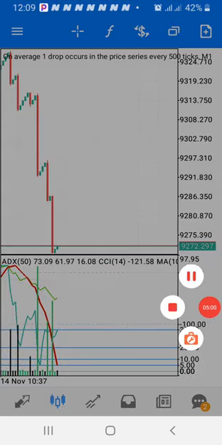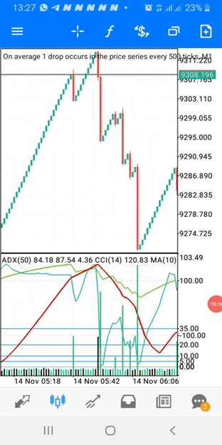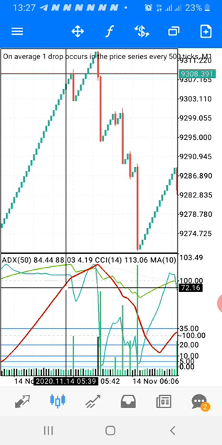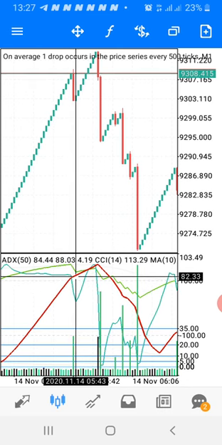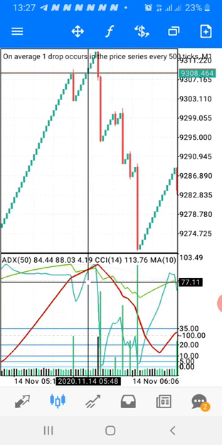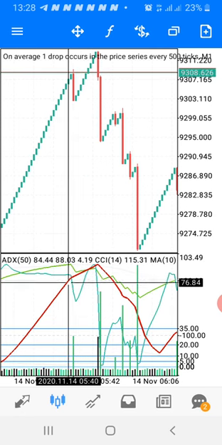So guys, this is how this indicator works. What you need to do is to watch out for this red moving average. Once this red moving average crosses above this dark green line, at the overbought level, which is from this 100, consider a sell.